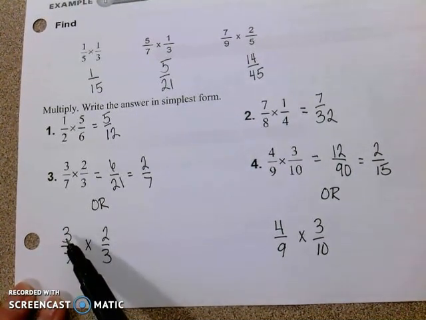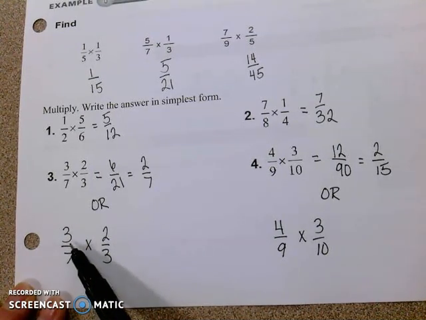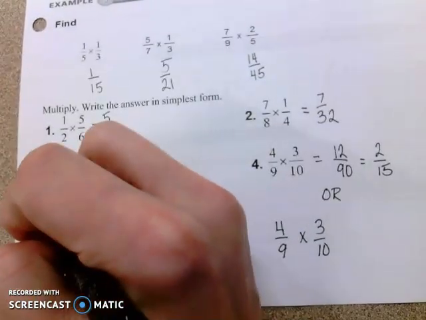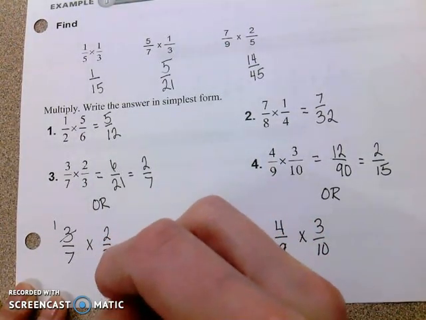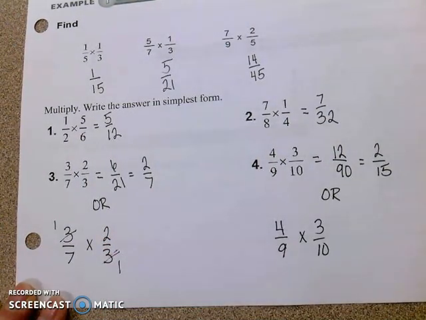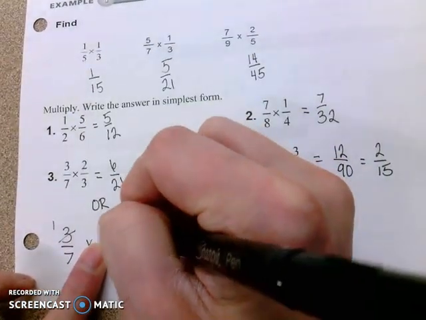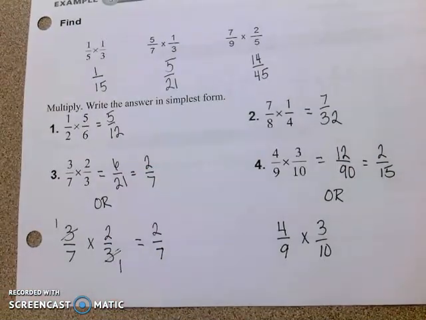What you can do is cross-simplify. So I'm going to look at the numbers that are diagonal from each other. So in this case, 3 and 3, they can both be divided by 3. So 3 divided by 3 becomes 1. 3 divided by 3 becomes 1. Now I can multiply 1 times 2 and 7 times 1. Go ahead and try that method with number 4 as well.